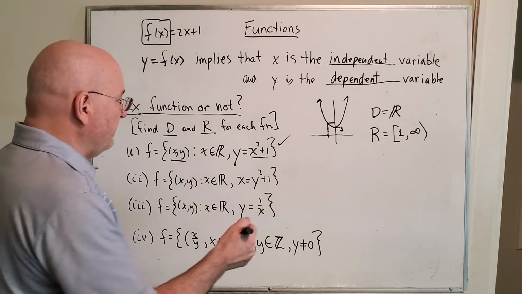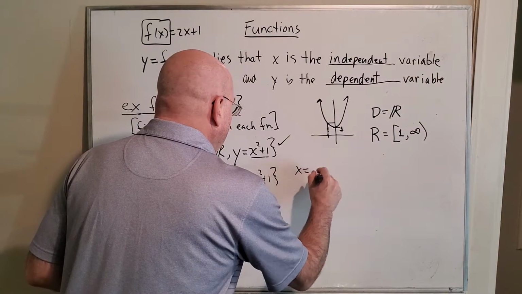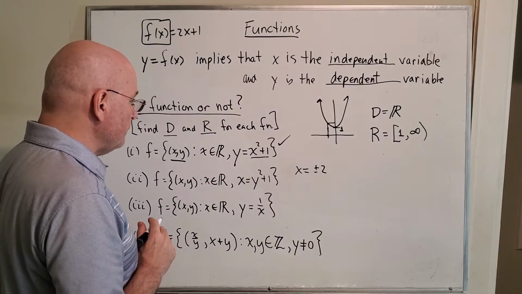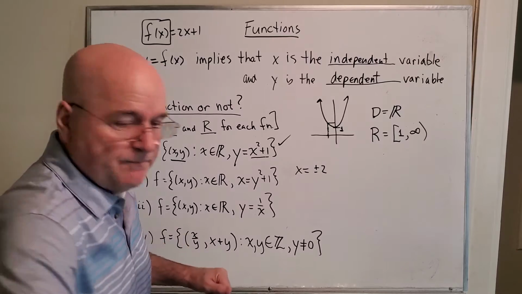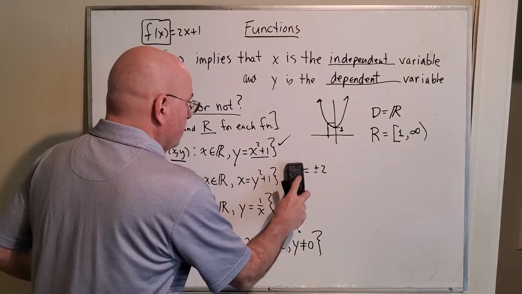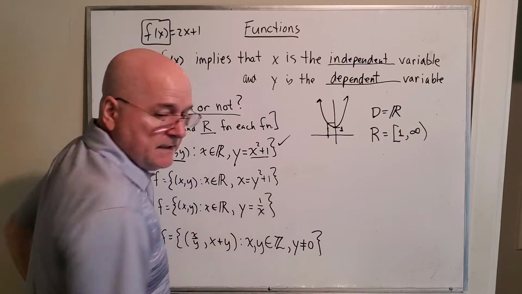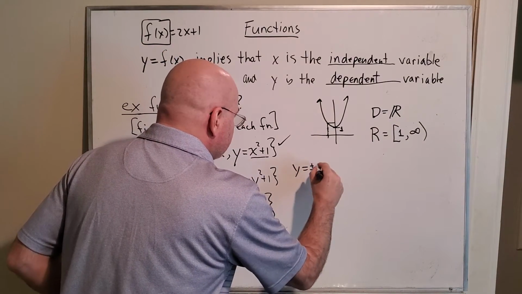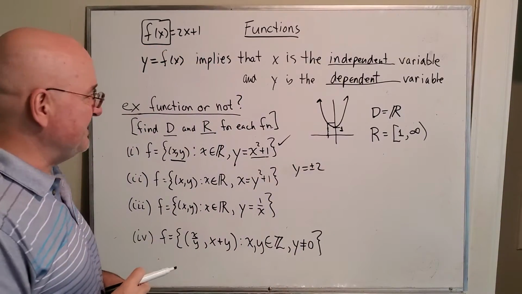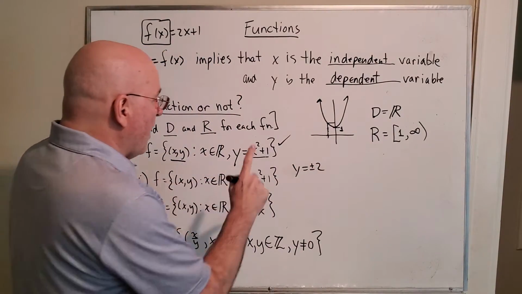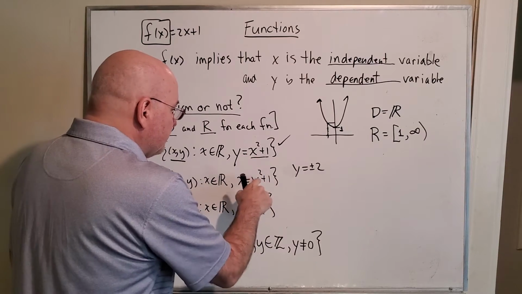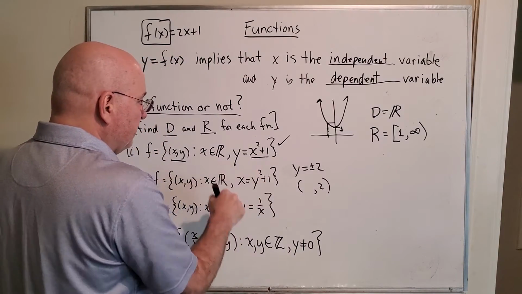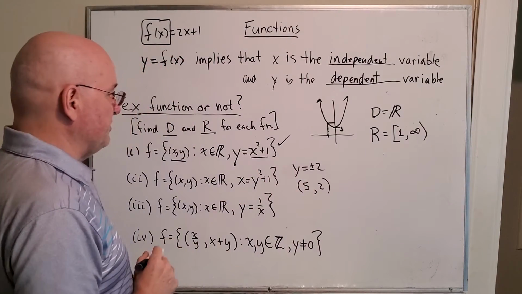Well, let's consider x equal plus or minus 2. Two different values. Y equals plus or minus. I can pick any integer to make it nice and easy. Okay, let's take y being a 2. If y is a 2, it would be the ordered pair 2 squared plus 1 for x, 5 comma 2.